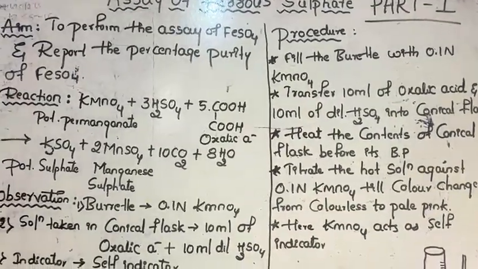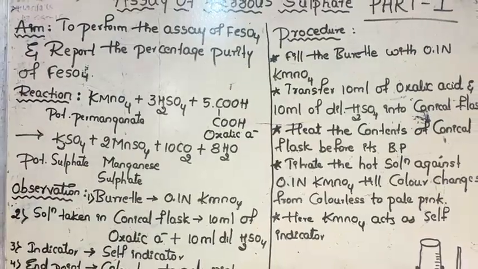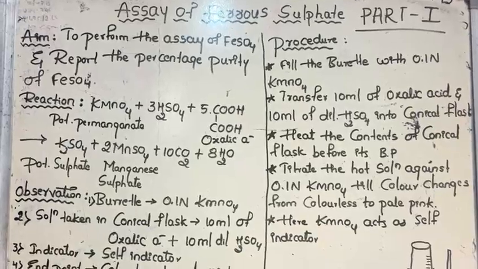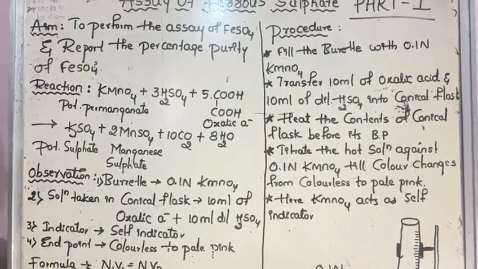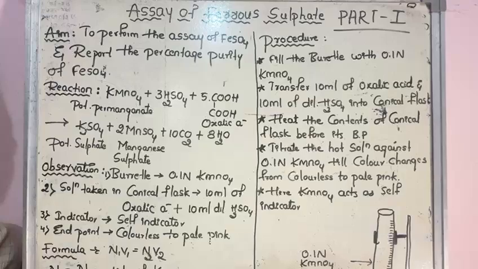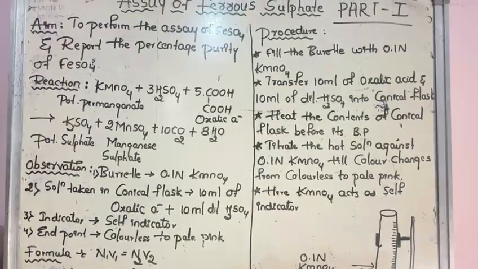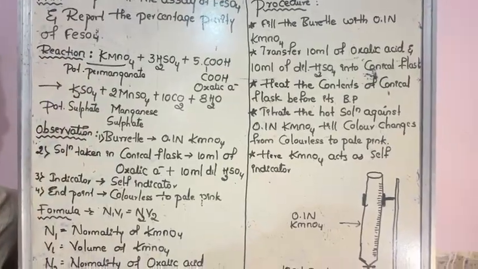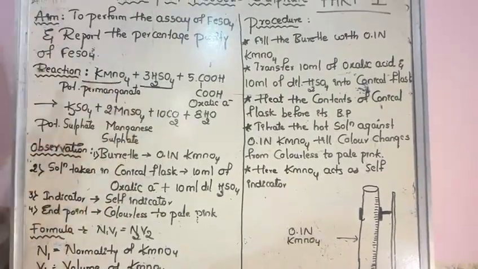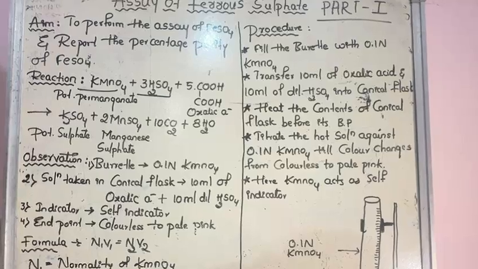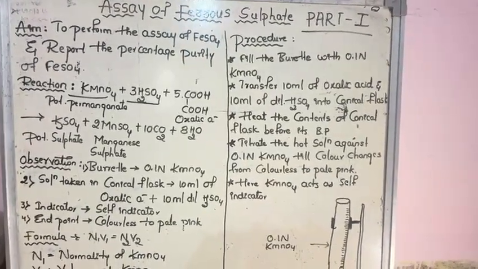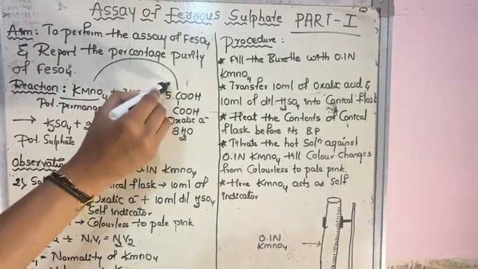The aim of the experiment is to perform the assay of ferrous sulphate and report its percentage purity. Yes, we need to know the percentage purity of ferrous sulphate in the given sample. The reaction for the standardization of KMnO₄ involves KMnO₄, our secondary standard substance, which acts only in presence of acidic medium. For that we are adding sulfuric acid, and it will react with oxalic acid.